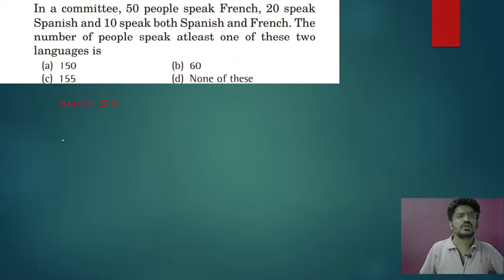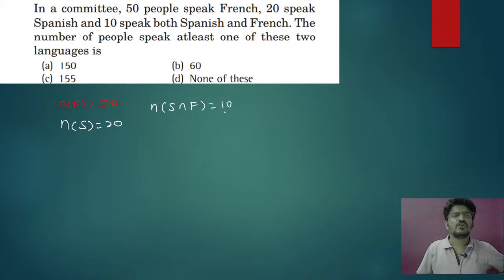N of F is equal to 50. N of S is equal to 20. And N of S intersection F is equal to 10. The number of people who speak at least one of the two languages. Please remember, my dear students, at least one of the two languages means you have to calculate union.